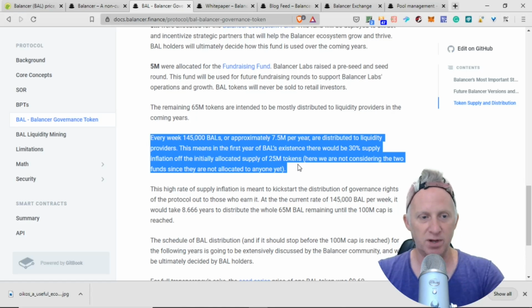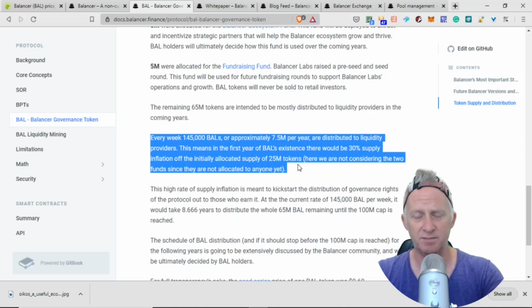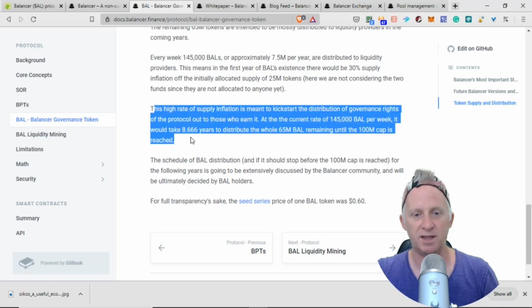I don't know exactly the process because right from the main page, you don't see the dApp where you can interact or the explanation of the process. So this is something the team needs to work on. This means in the first years of BAL's existence, there will be 30% supply inflation of the initial allocated supply of the 25 million. Here, we are not considering the two funds since they are not allocated to anyone yet. So right now, this high rate of inflation is meant to kickstart the distribution of the governance rights of the protocol to those who earn it.